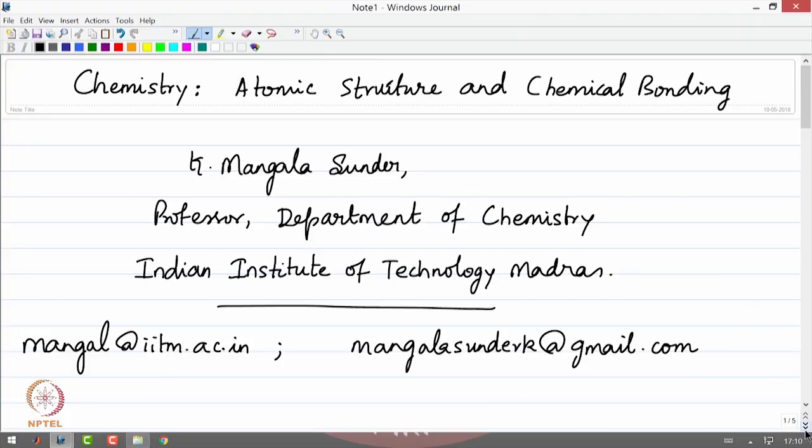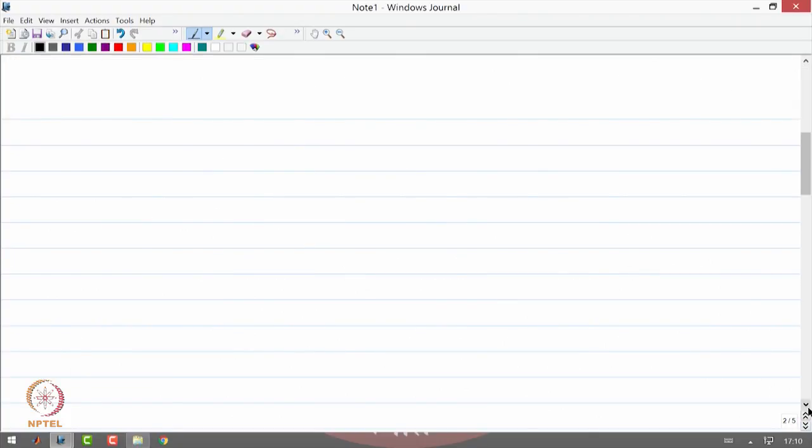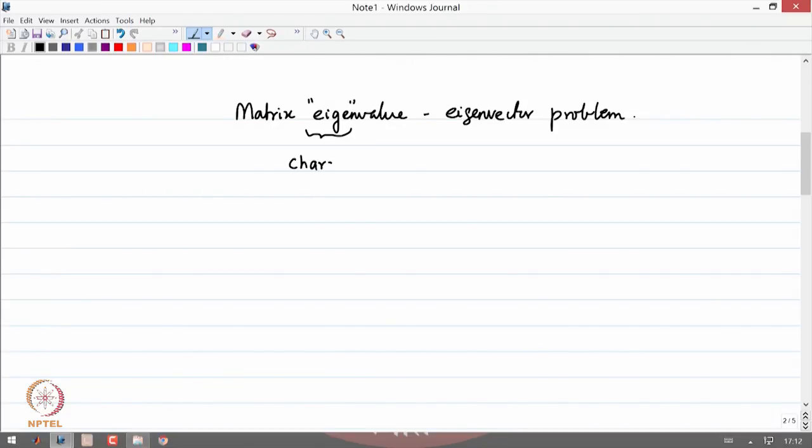In this lecture, which continues from the previous introduction to matrices and properties of matrices, we look at one of the important aspects of quantum mechanics, namely the matrix eigenvalue eigenvector problem. The term eigen means characteristic. It is a property of the matrix.